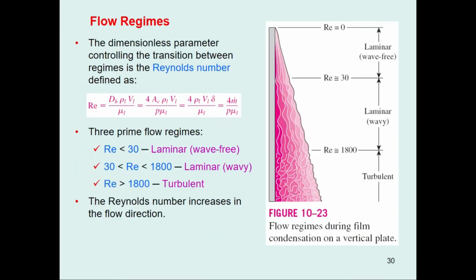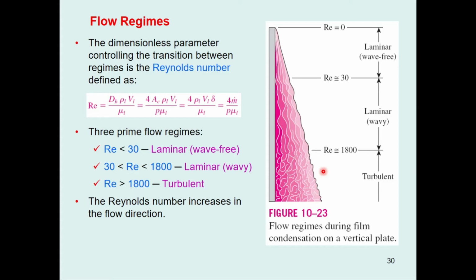Now let's have a look at the flow regimes. The Reynolds number for the condensation on the outer surface of vertical plates or tubes increases in the flow direction. As you can see in this diagram, at the start the Reynolds number is very small, and it keeps increasing, and at the end in the turbulent region it goes very high. This increase in the Reynolds number in the flow direction is due to the increase in the liquid film thickness, which is represented by delta.